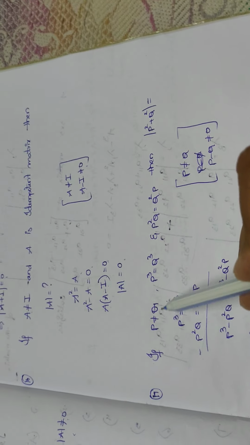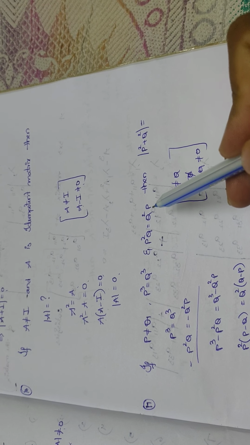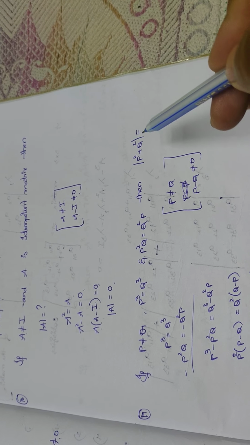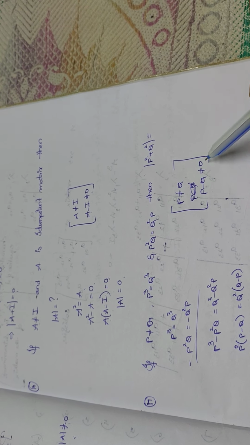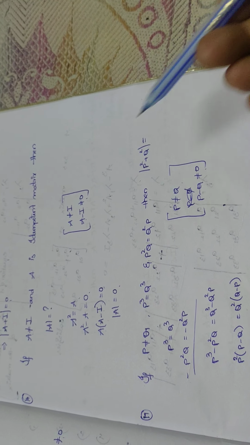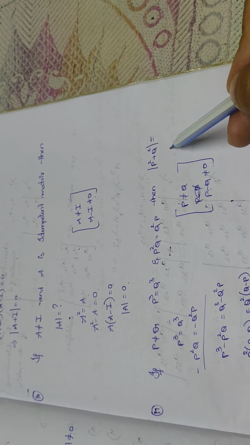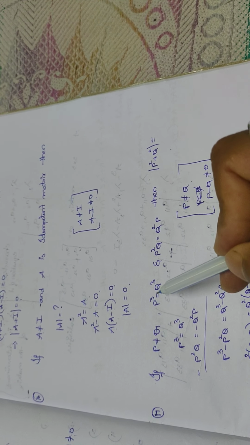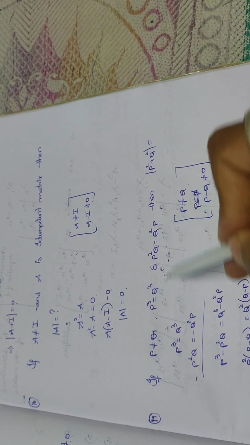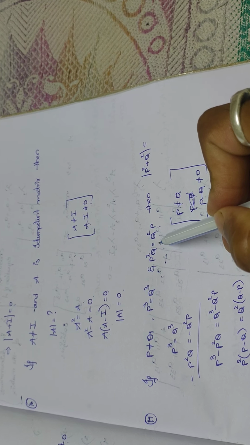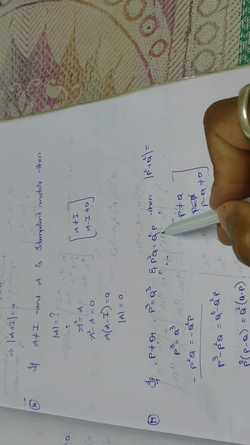Next one. If P is not equal to Q and P cube is equal to Q cube and P square Q is equal to Q square P, then determinant of P square plus Q square is equal to? Here P is not equal to Q is given, so P minus Q is also not equal to 0. So we have to use the same procedure. I have to get P square plus Q square. They gave P cube is equal to Q cube and P square Q is equal to Q square P. Subtract these two equations. So P cube minus P square Q is equal to Q cube minus Q square P.